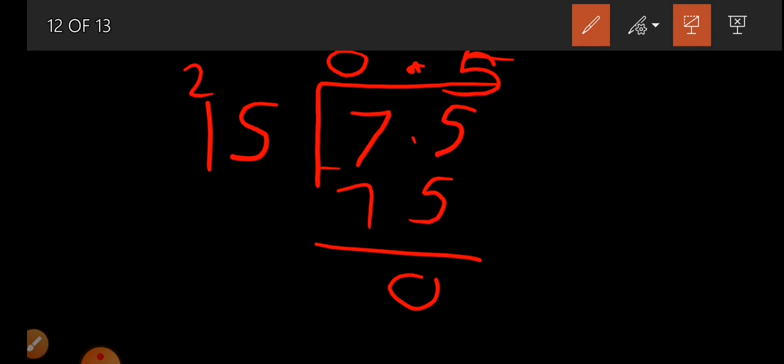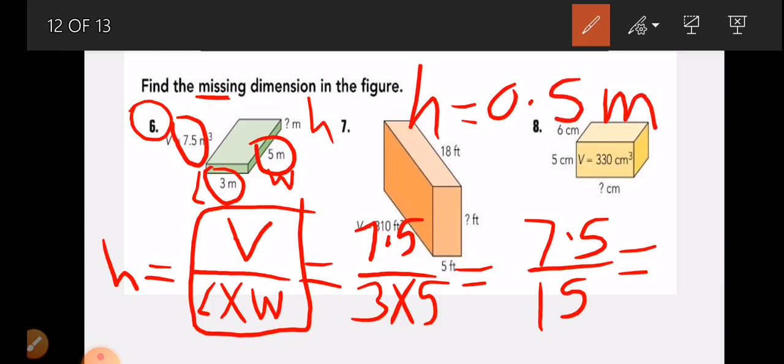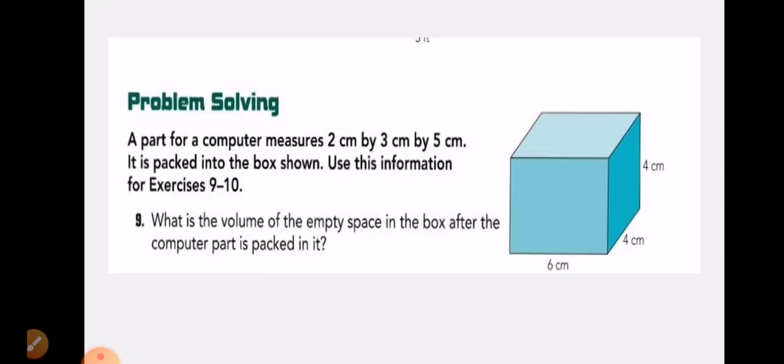Okay, if you don't know that 75 divided by 15 is 5, you can do it by trial and error. You can put a number, try, then see, do you want bigger or smaller, until you find the answer. So now my answer is 0.5. So the height equals 0.5 meter cubed. No, be careful, not cubed. This is just a dimension, not a volume. So the height is 0.5 meter.